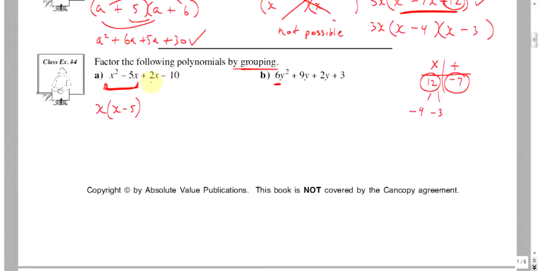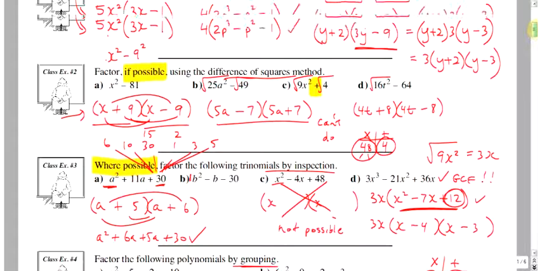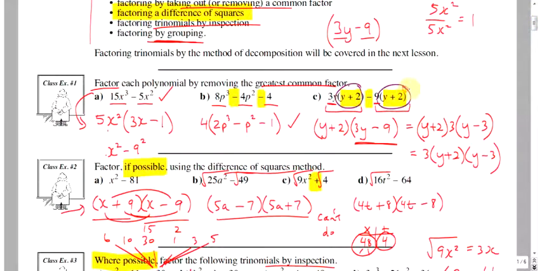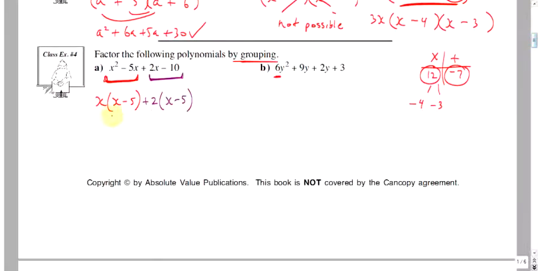Yes. Look at the next two. What can I factor out of those two guys? I can take a 2 out. What do I have left? X minus 5. Now, look, I have something in common. That looks like this guy. X minus 5, x minus 5, factor it out. What do you have left? X plus 2. Fully factored. Okay?